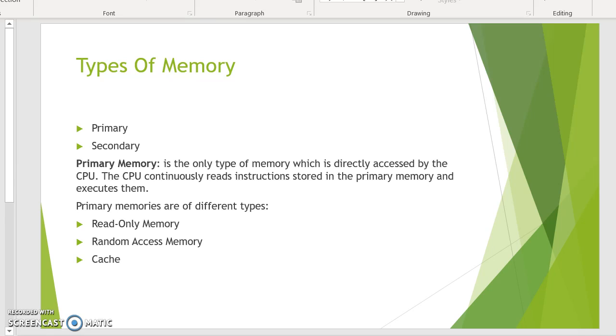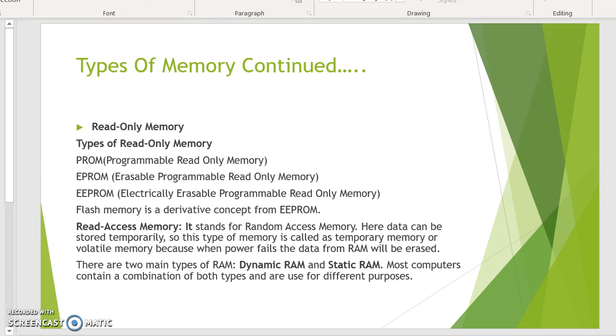Primary memories are of different types. We have the read-only memory, random access memory, and we have the cache. Read-only memory. Read-only memory, which is also called ROM, works like the name implies.